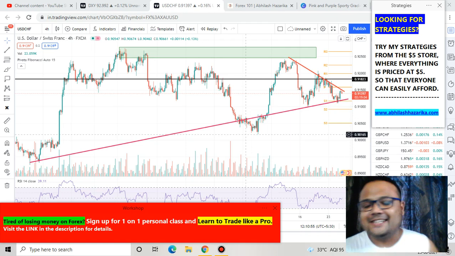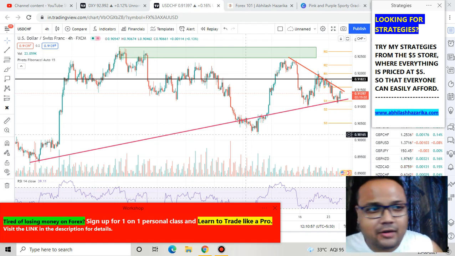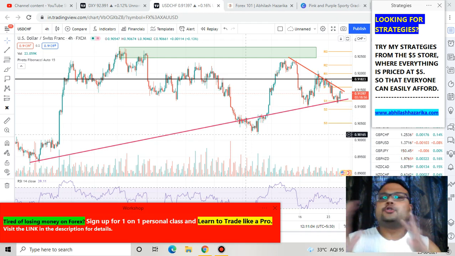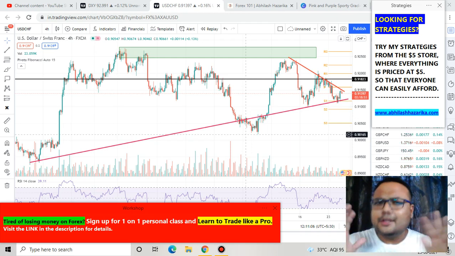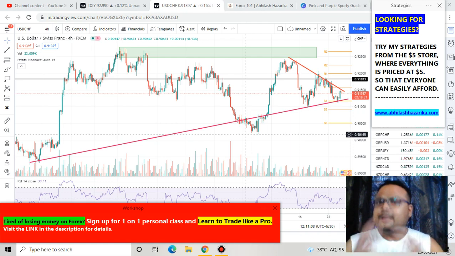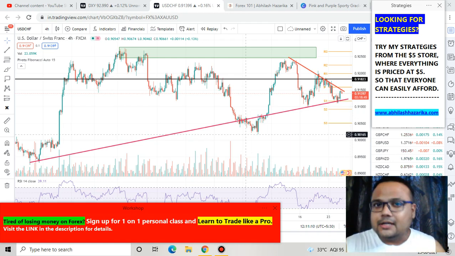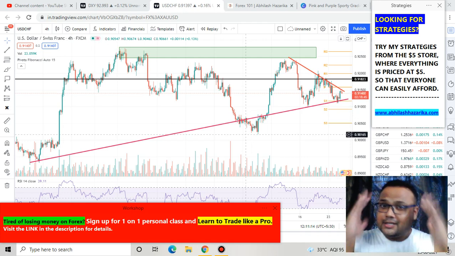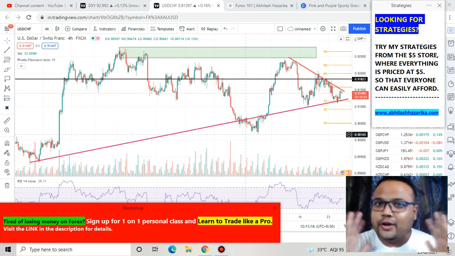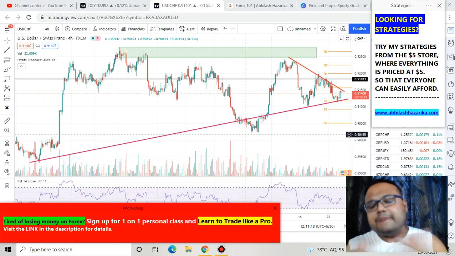So let's get started. This is the 4 hour chart of USD CHF in front of us right now, and as you can see, I have many lines drawn here on the chart, and the chart is also not that simple. So let's try to understand what these levels and lines are, and let's find out whether this chart is good enough for us to trade or not. Let's do everything step by step.